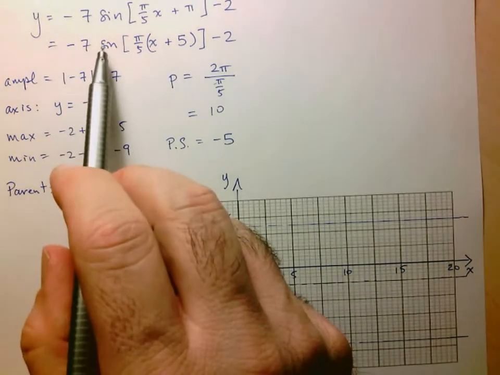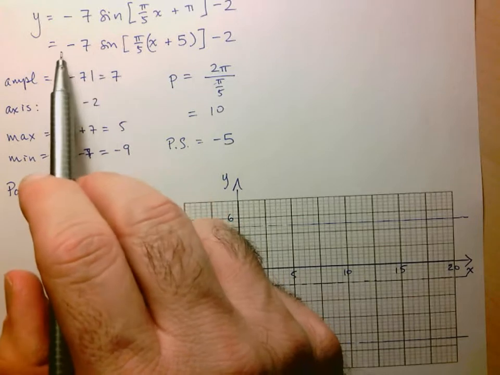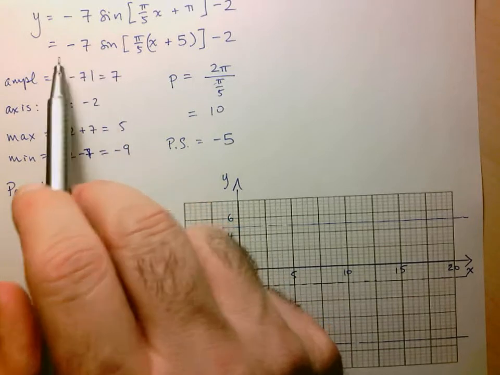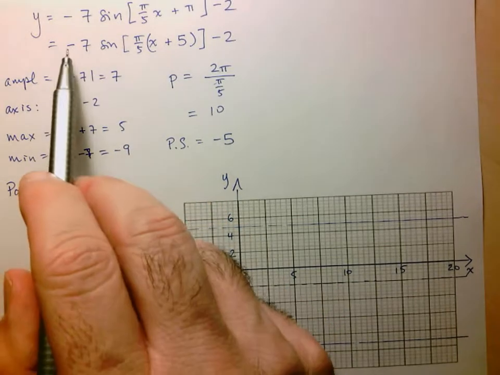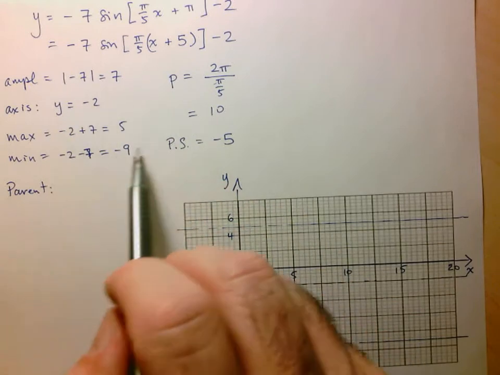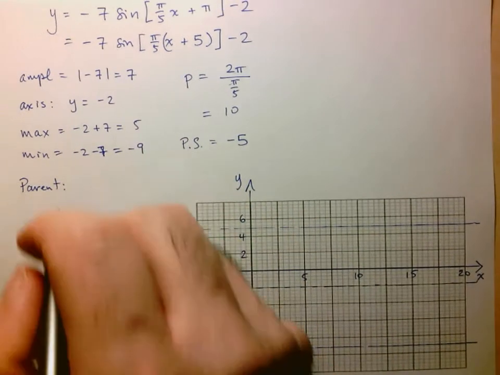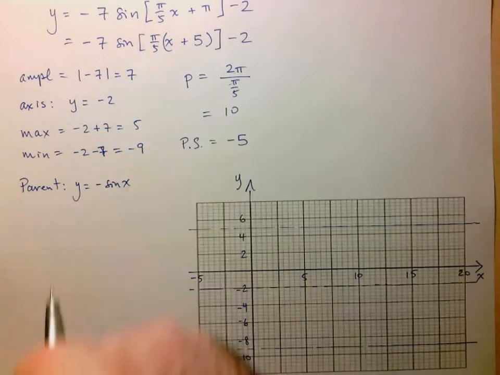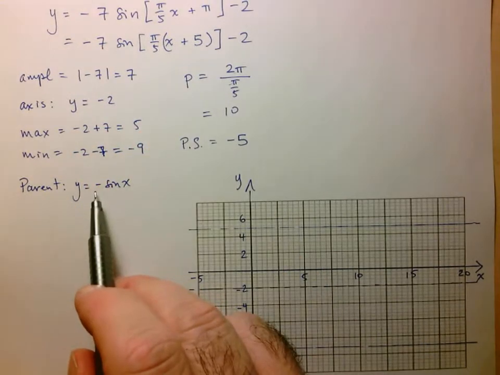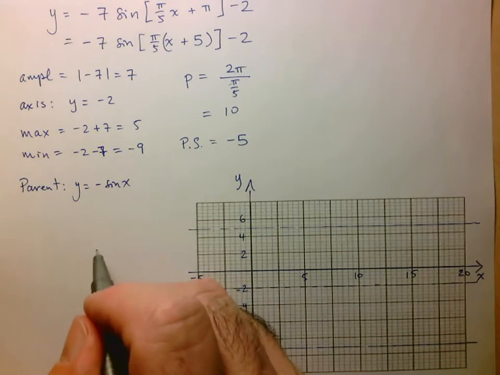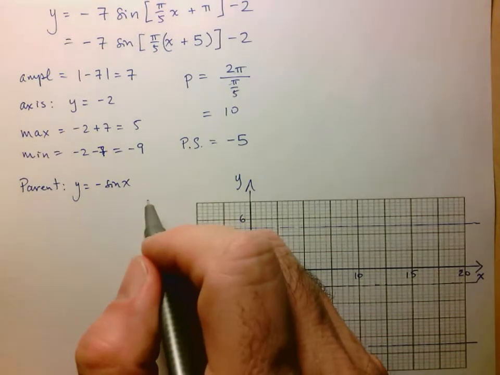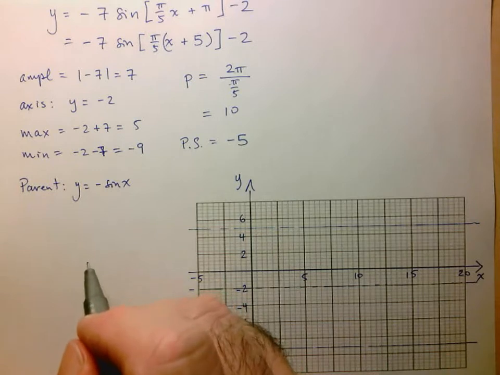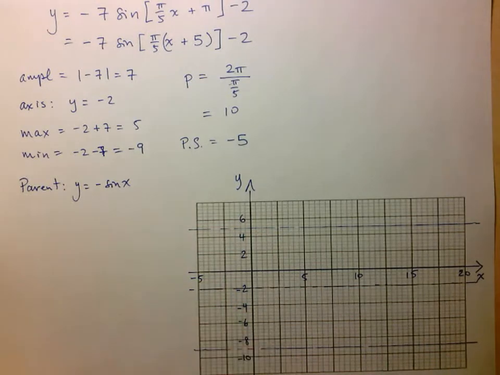I'm not going to think of this as sine x. I'm actually going to think of this as negative sine x, because that negative really hasn't come into play in terms of my other characteristics. So I'm going to think of my parent as negative sine x. The reason why it's important to think about that negative is that sine normally starts at the middle and goes up. Since we're working with negative sine, we're going to be starting at the middle and going down.